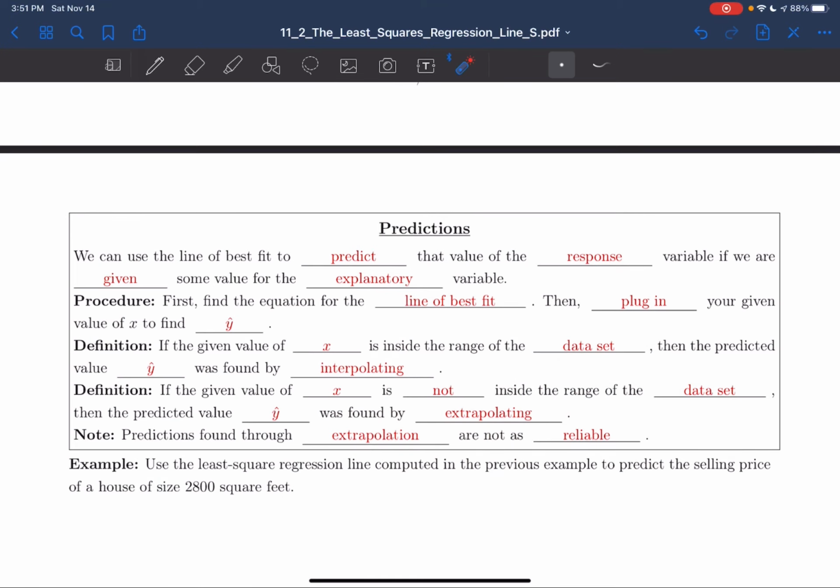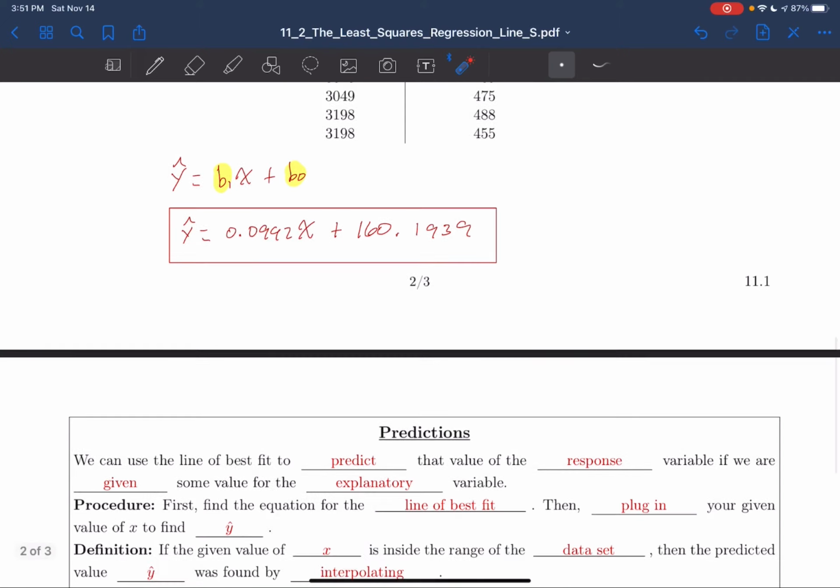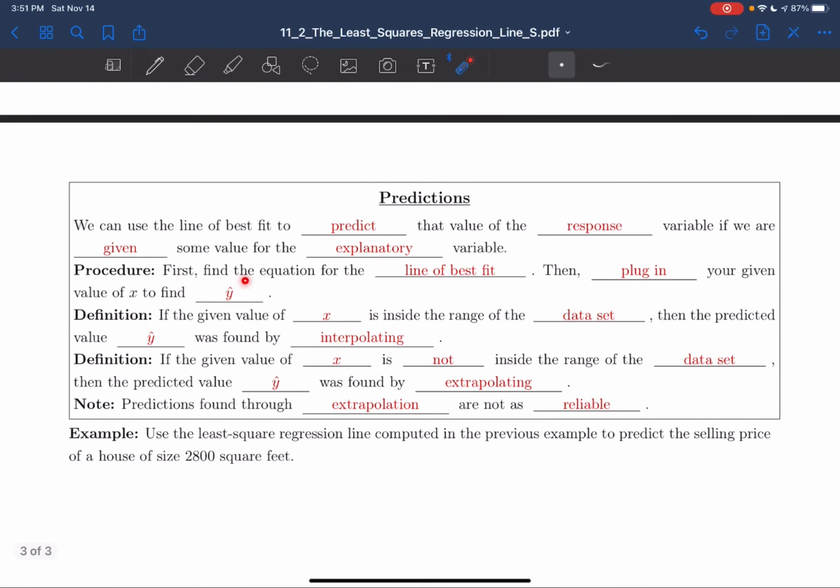We can use the line of best fit to predict the value of the response variable if we are given some value for the explanatory variable. So what this means is that if you give me an x value, I will give you a y hat value back. So first, find the equation for the line of best fit, then plug in your given value of x to find y hat.